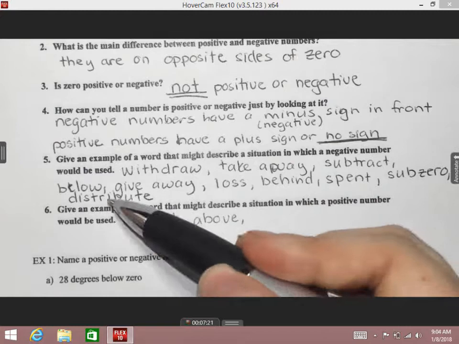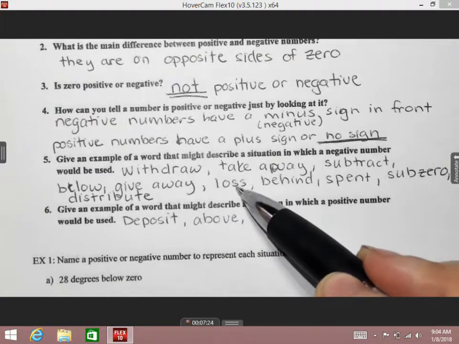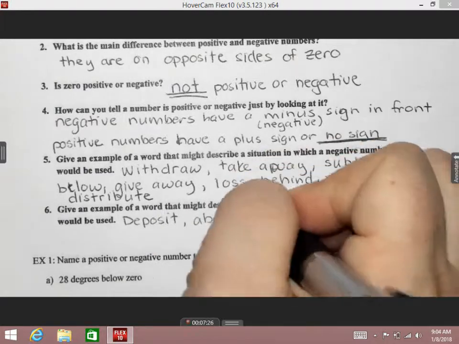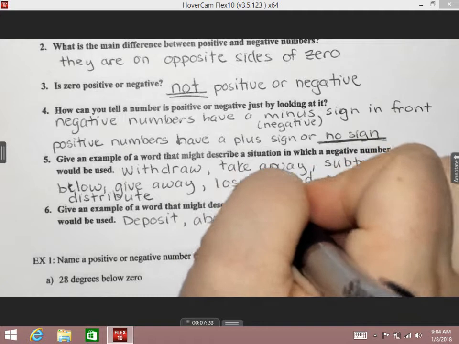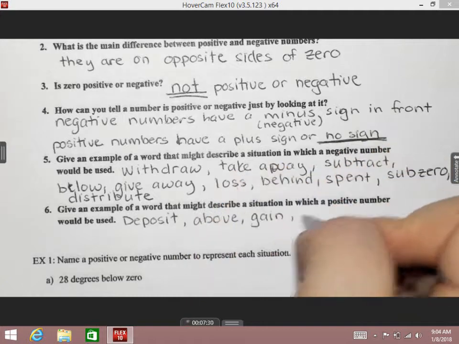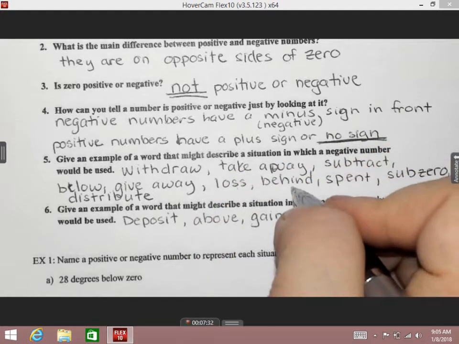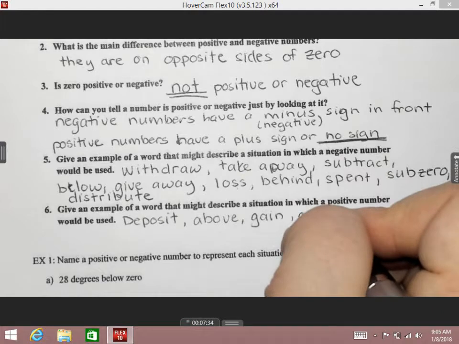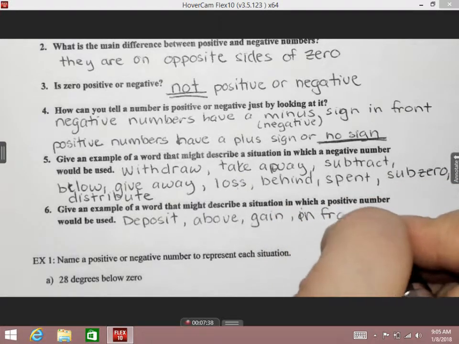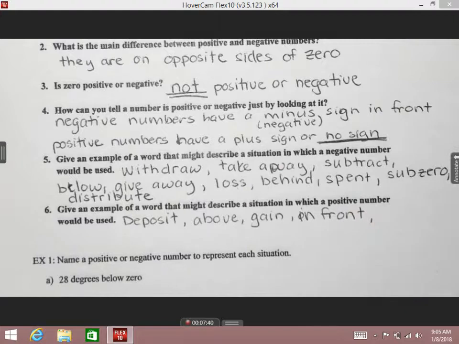Okay, so we can look at some of these that we had up here. The opposite of to lose something is to gain. The opposite of behind is... well, we already got above. Behind would be in front, right? The opposite of being behind someone is being in front of them. The opposite of spending is saving. So if you save some money.